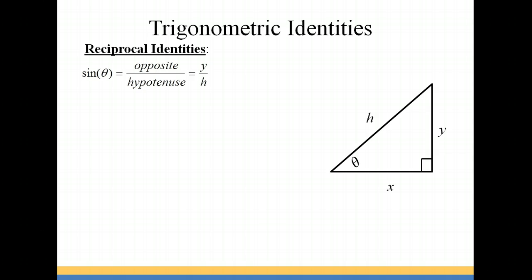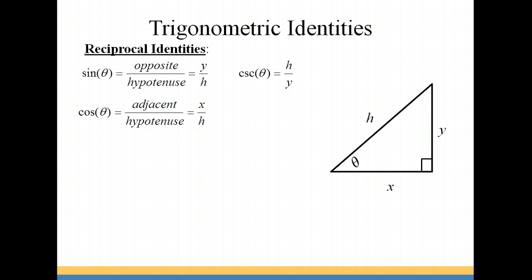We know that the sine of theta is equal to the opposite side over the hypotenuse. We have a triangle drawn where our legs are x and y, and our hypotenuse is h. The side opposite the angle theta is y, and the hypotenuse is h. The cosecant is the reciprocal of the sine. So we're going to have h over y, or the hypotenuse divided by the opposite.